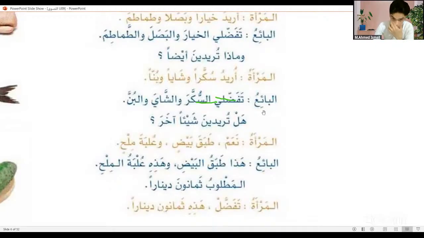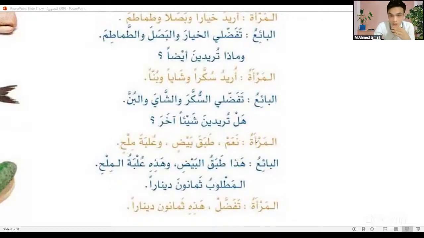So then البائع said تفضلي. It's the same thing: if I want to say "take it" in a polite way, I say تفضل for مذكر, but if it's مؤنث I say تفضلي. It's for you, لي. So then تفضلي السكر والشاي واللبن. This is the سكر, the sugar, and الشاي and اللبن.